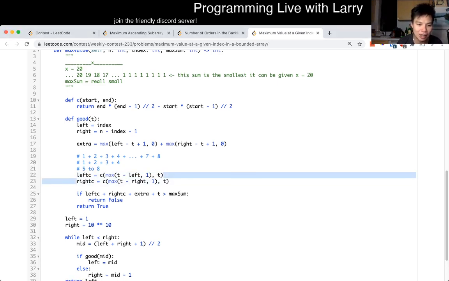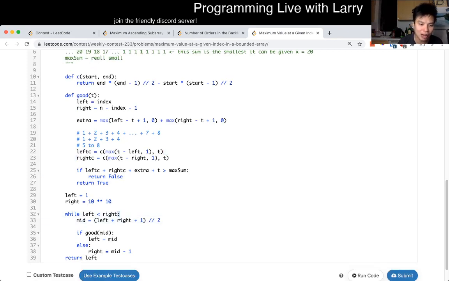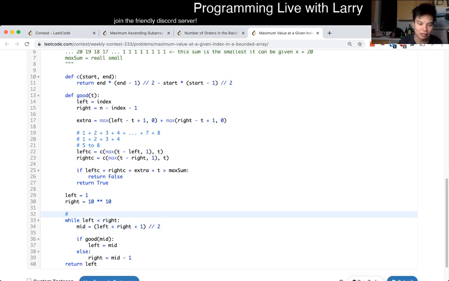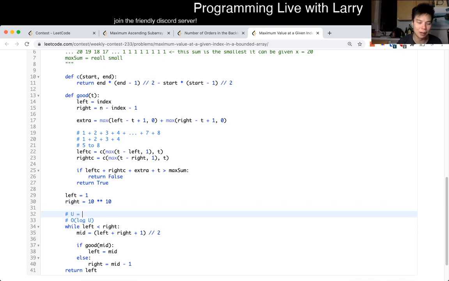And from here, this will have O of log h algorithm, where h is the bound, or u, say u is, where u is 10 to the 10 apparently.